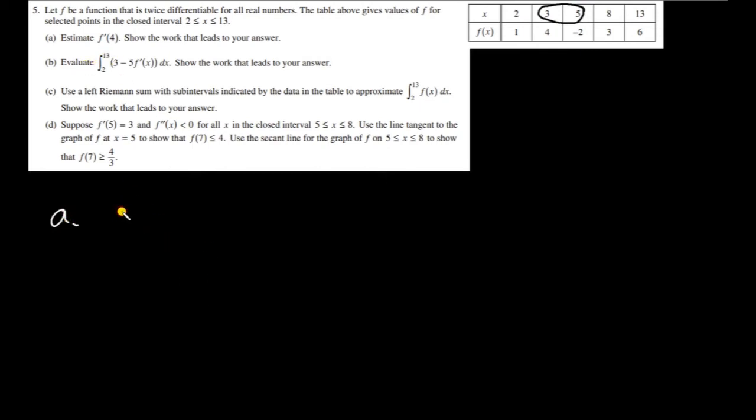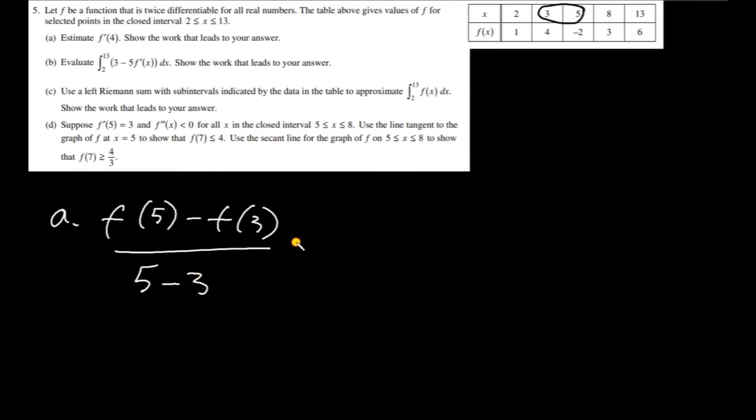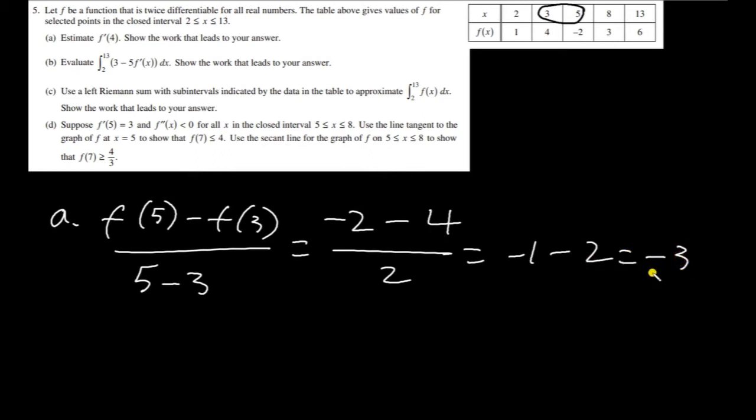Okay? So that's going to be f of 5 minus f of 3 over 5 minus 3. Well, let's see, f of 5, that's going to be negative 2. f of 3, that's going to be 4. And we're dividing by 5 minus 3, which is 2. It's going to be, let's see here, negative 6 over 2. It's going to be negative 3.